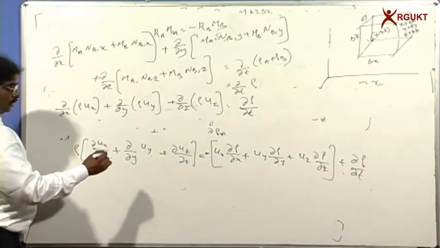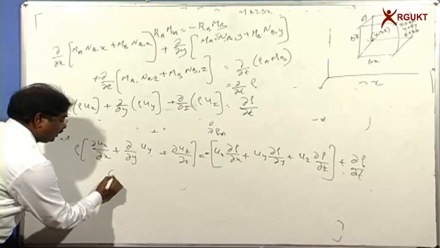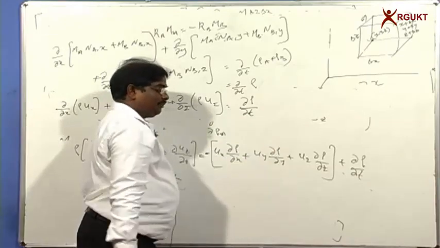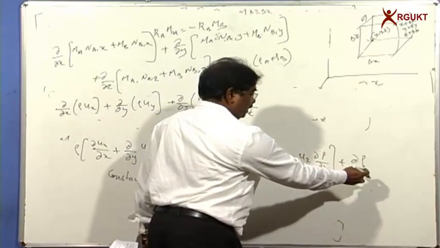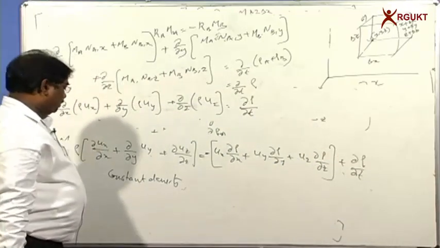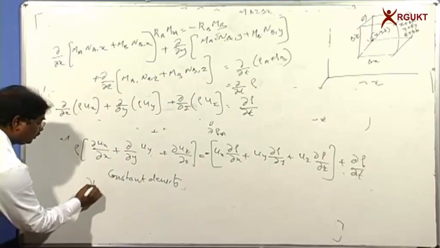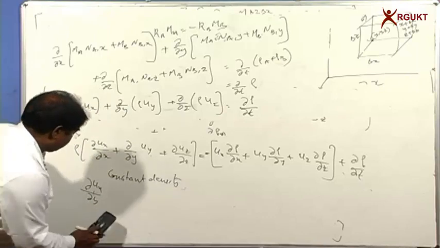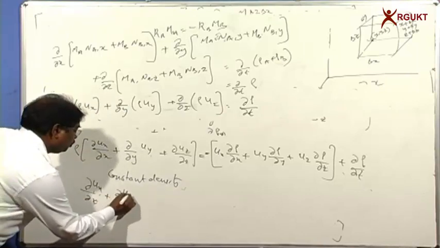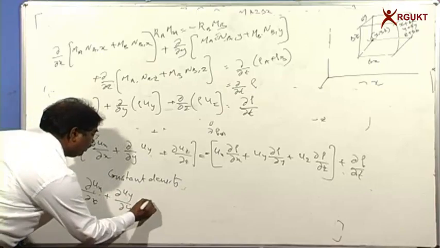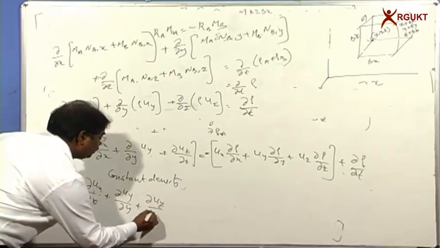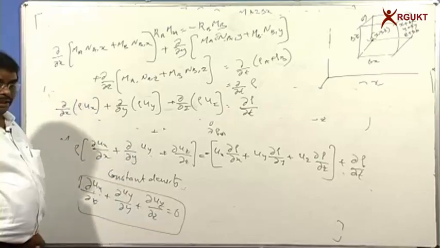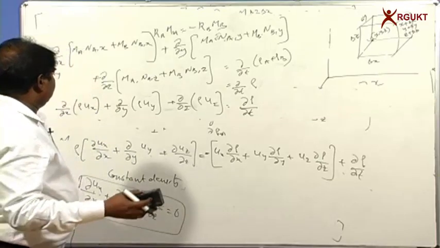Now, suppose the system is of constant density. This ρ is not going to vary as a function of x, ρ is not going to vary as a function of y, ρ is not going to vary as a function of z, and ρ is not going to vary with respect to time. Then it is going to become ∂u_x/∂x plus ∂u_y/∂y plus ∂u_z/∂z is equal to 0. And this is the special form of the equation of continuity that you have studied in fluid mechanics.